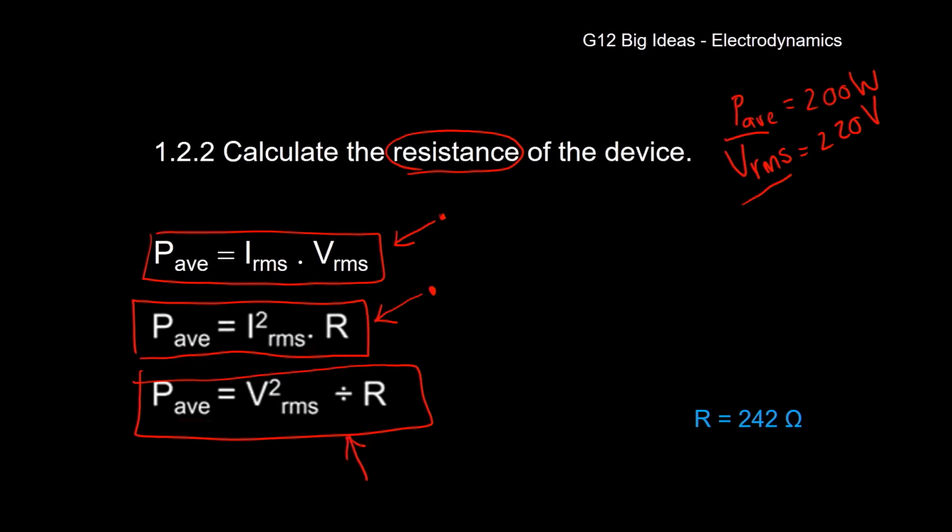It would make sense for me to use this formula rather. And I write it out like that. So P average equals the square of V, but it's not just V, it's V RMS, divided by R. I substitute in my values, I get 200 equal to 220 squared divided by R. And once I have worked that out, I end up with an answer of 242 ohms.